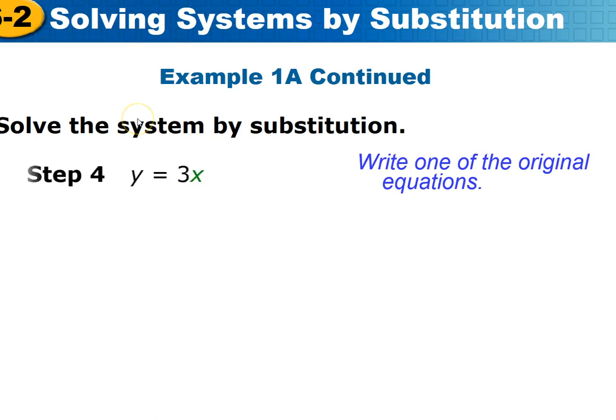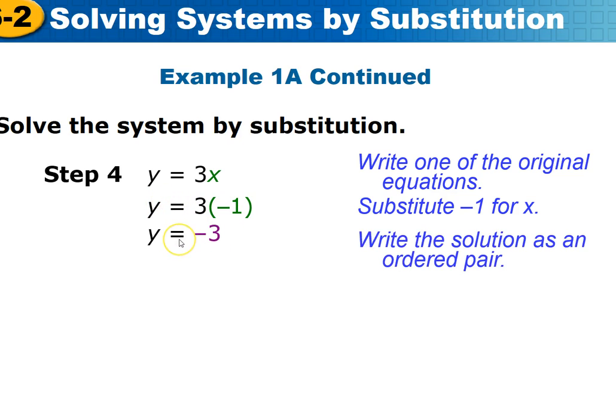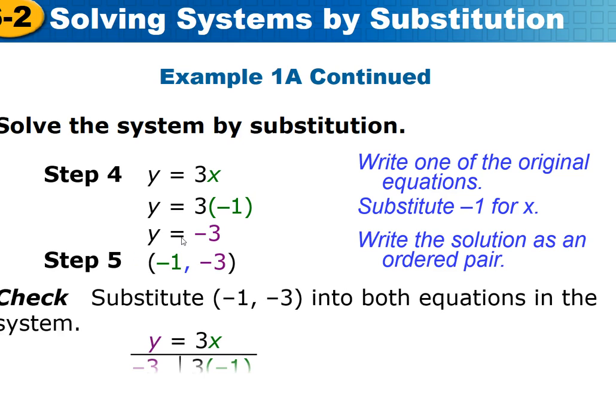Now plug that one in. Substitute negative 1 for x. Put your y back in there. y is equal to 3 times negative 1, so y is equal to negative 3. Now write it as an ordered pair. Substitute it into the equations and double check.